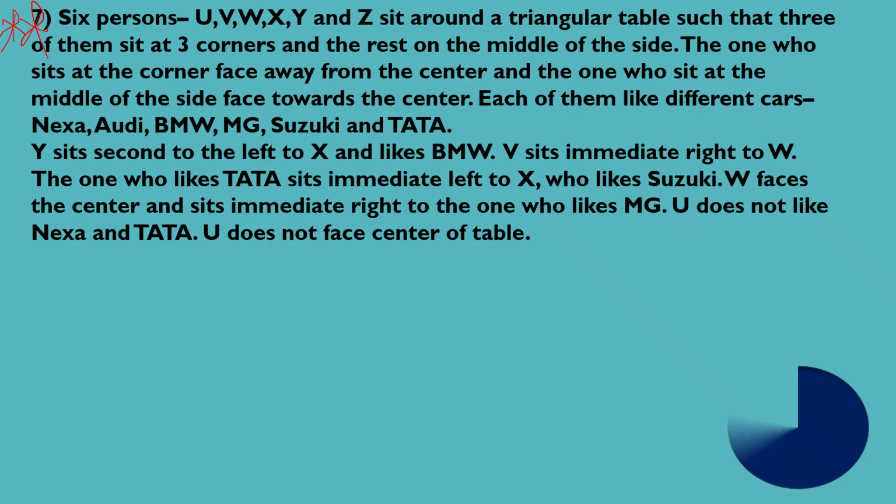Six persons are there. They sit around a triangular table such that three of them sit at the three corners and the rest in the middle of the side. The ones who sit at the corner face away from the center, and the ones who sit in the middle of the side face towards the center. Each of them likes different cars: Nexa, Audi, BMW, MG, Suzuki and Tata.